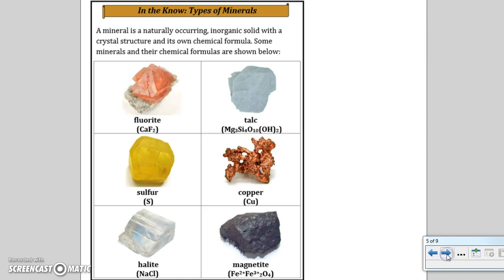In the know, types of minerals. A mineral is a naturally occurring inorganic solid with a crystal structure and its own chemical formula. Some minerals and their chemical formulas are shown below. Fluorite, talc, sulfur, copper, halite, magnetite.